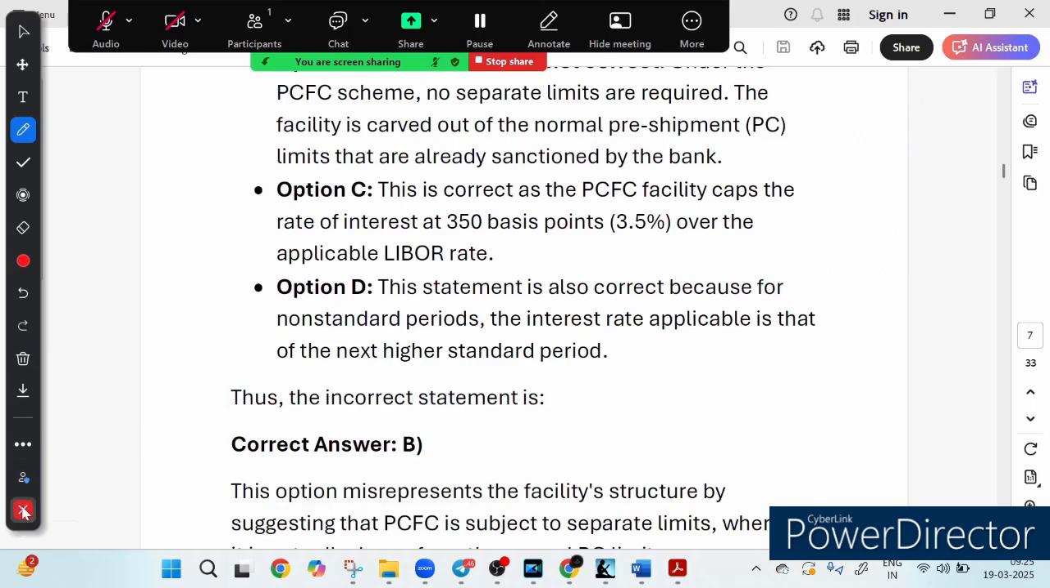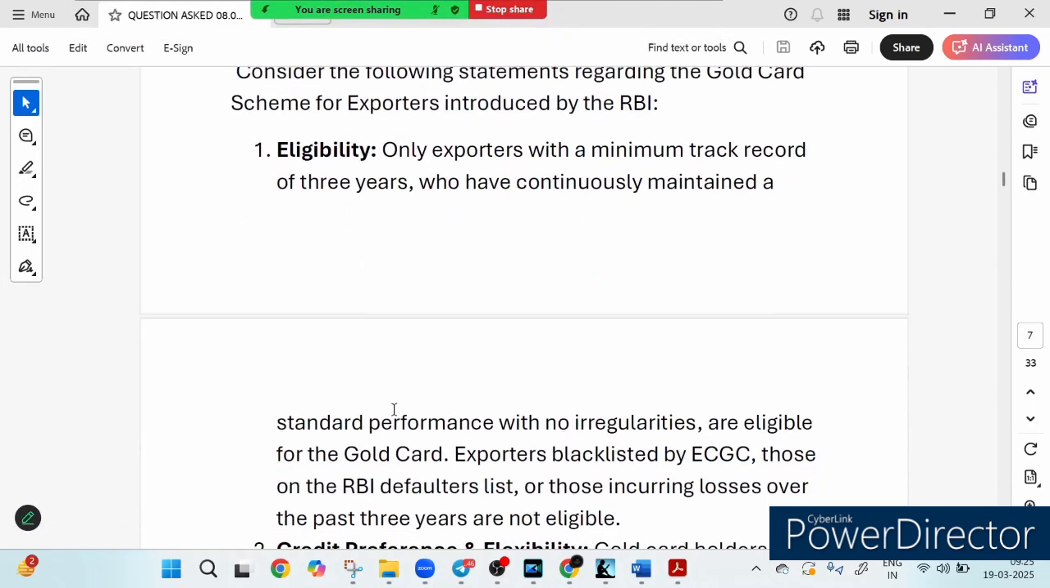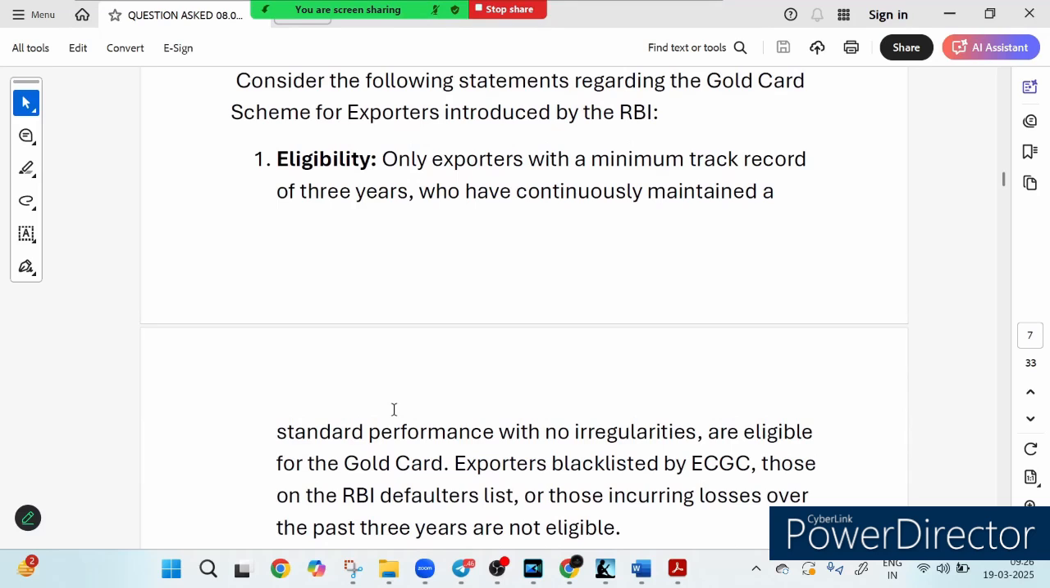So now option B is correct for this particular question. Now let's see the next question on the gold card scheme. This question is most frequently asked, right? So let's go through the question. Some statements have been provided to you, right? So friends, for the gold card scheme, option number A says that it was introduced by RBI, right? So some statements are there.